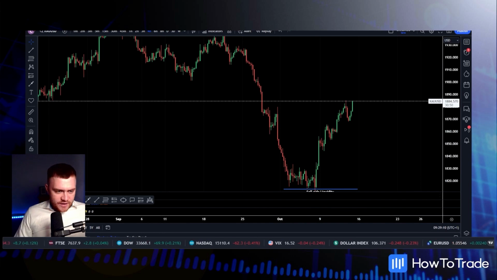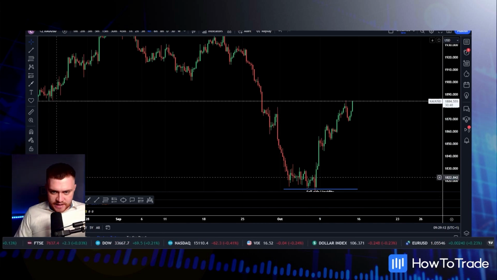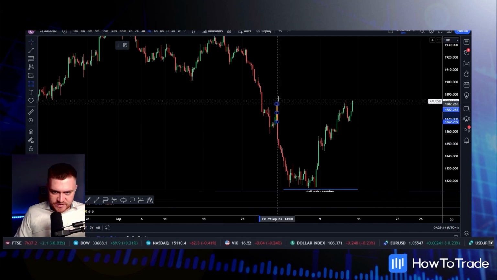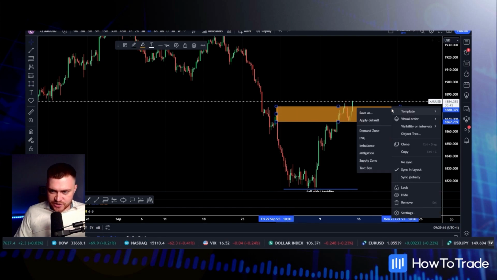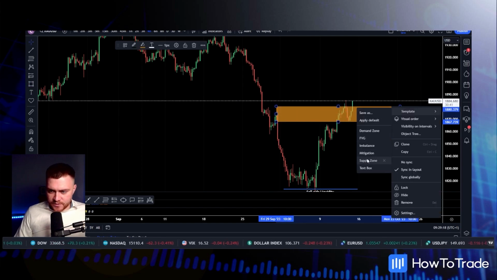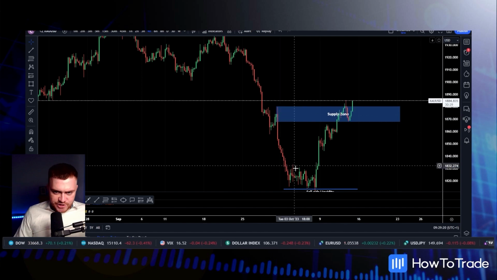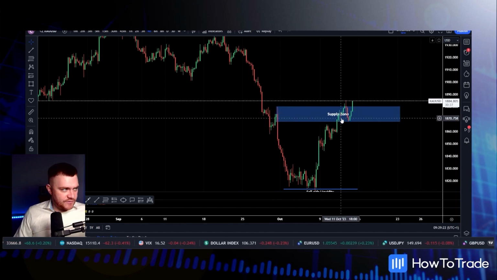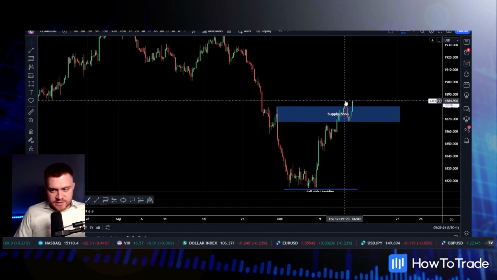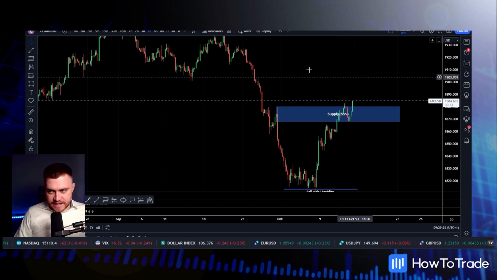Now, I was looking at this area as being the next sort of area potentially of resistance, probably the market structure high that we've seen. Potential supply zone where we've got that break of structure to the downside. But you can just see how we started to rally above, we retested it, and now we're trading higher.